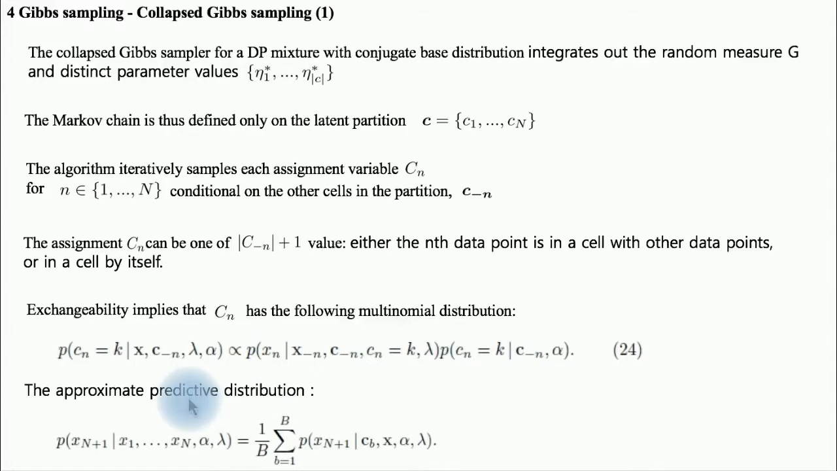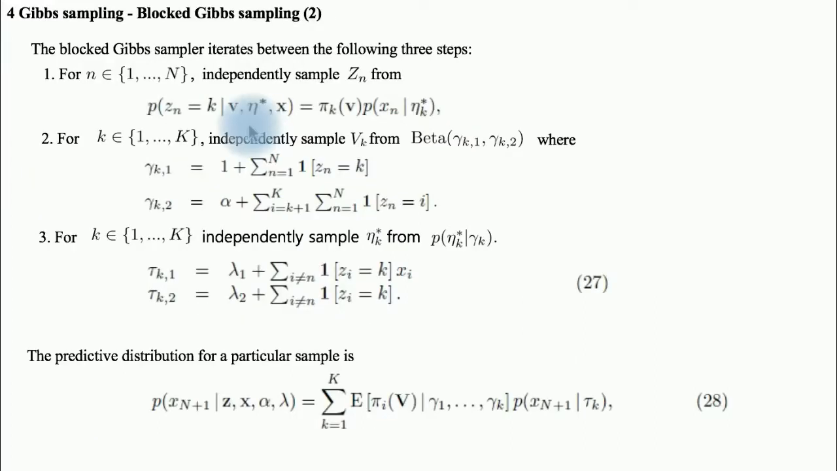The approximate predictive distribution is the average of the predictive distribution across the Monte Carlo samples. As we know, in the truncated DP mixture, the state of the Markov chain consists of the beta distributed variables V, the mixture component parameters eta star, and the indicator variable Z. The block Gibbs sampler iterates between the following three steps.